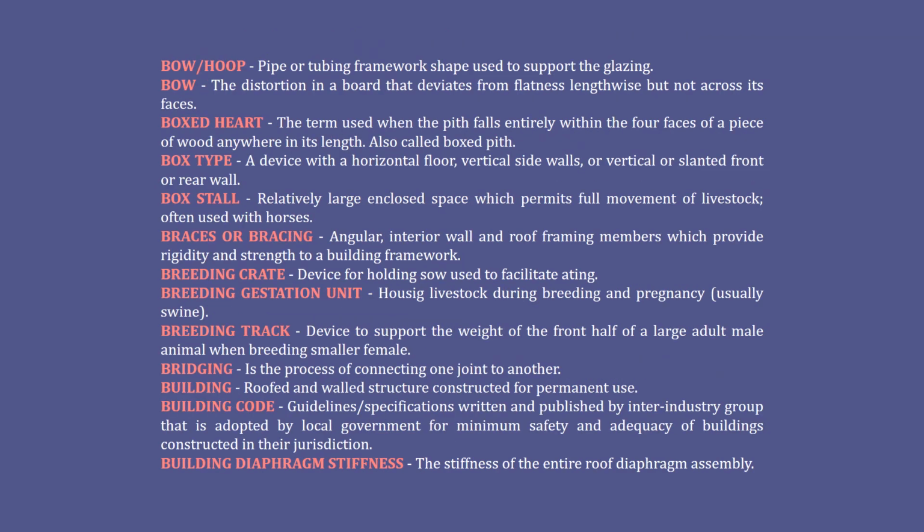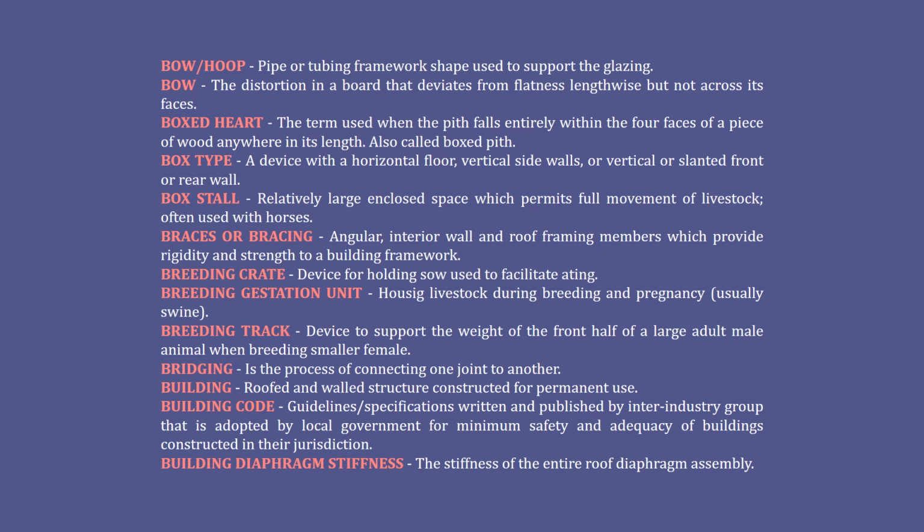Bow or hoop, pipe or tubing framework shape used to support the glazing. Bow, the distortion in a board that deviates from flatness lengthwise but not across its faces. Boxed heart, the term used when the pith falls entirely within the 4 faces of a piece of wood anywhere in its length. Also called boxed pith.